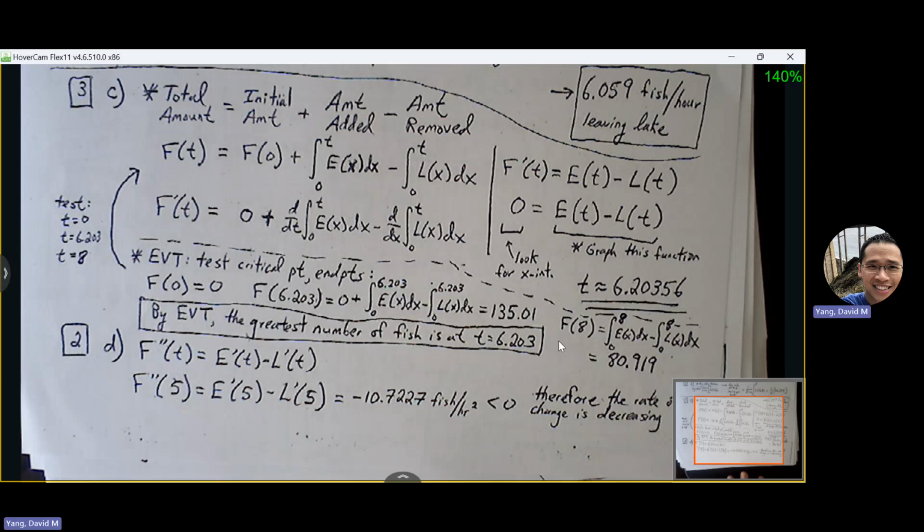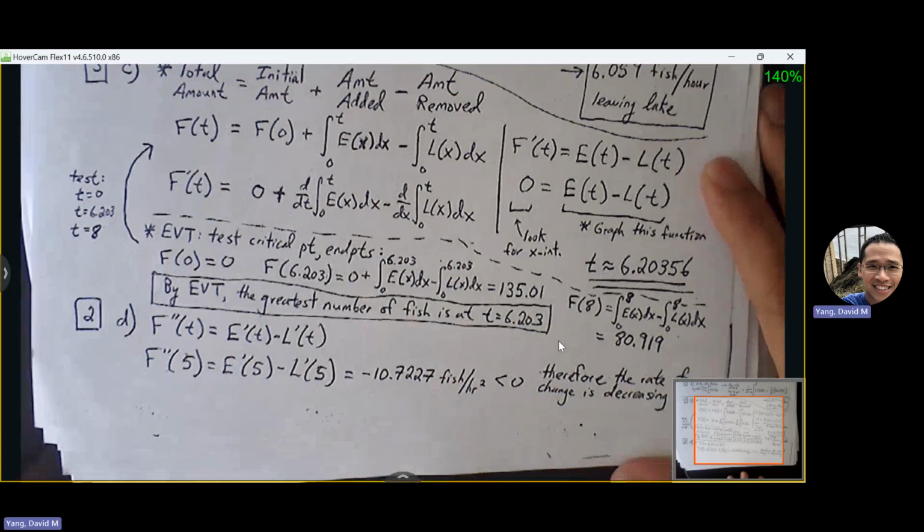Part D is my rate of change increasing or decreasing. So it's asking my f prime is at the rate level. It's asking is f prime increasing or decreasing at a t value. So basically it's asking for something at the f double prime level. So we know f double prime is just E prime minus L prime. And we can plug 5 in and we just look at the sign. If we get a negative second derivative, we know the rate is decreasing. If we get a positive second derivative, we know our rate is increasing. And that's just the math 8 process for part D.